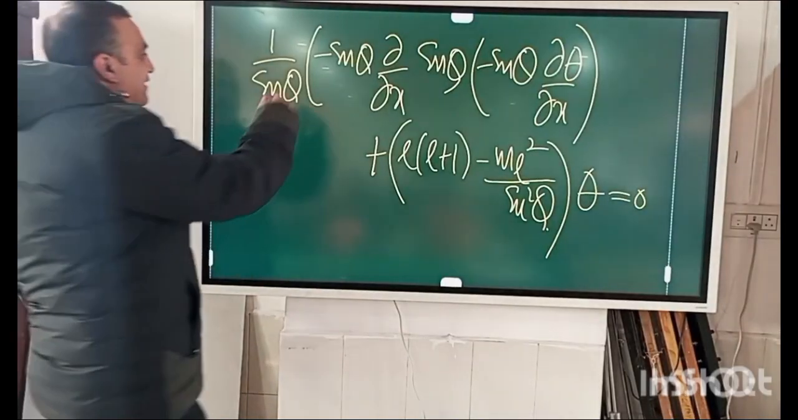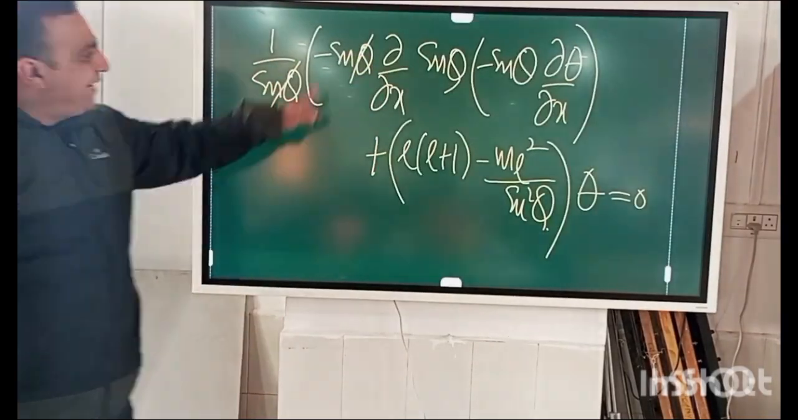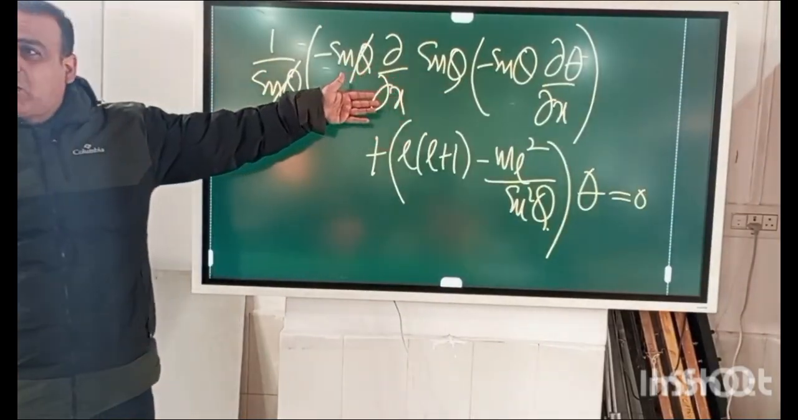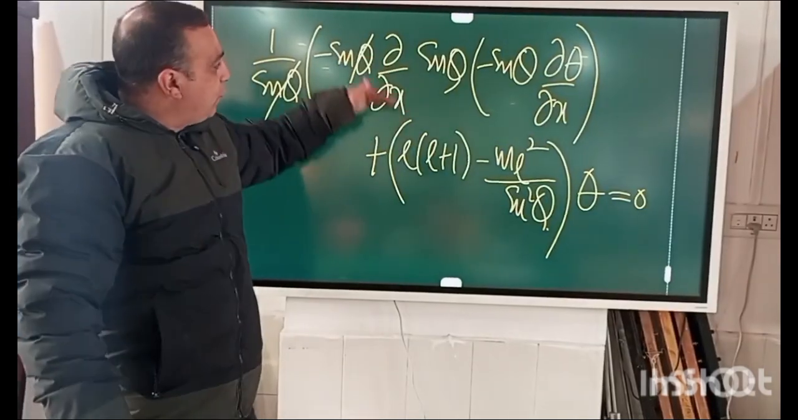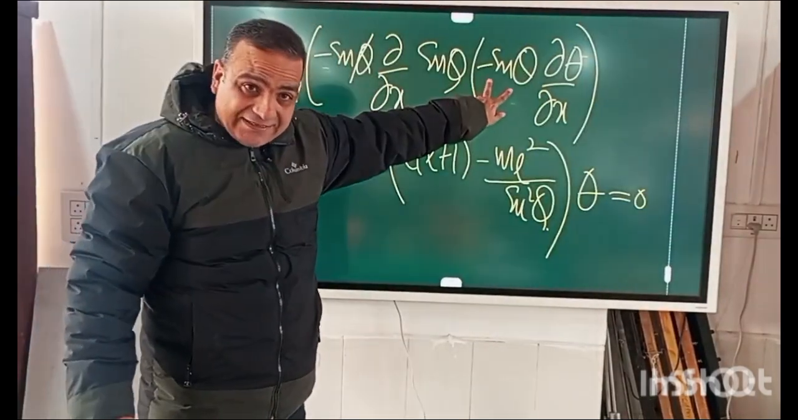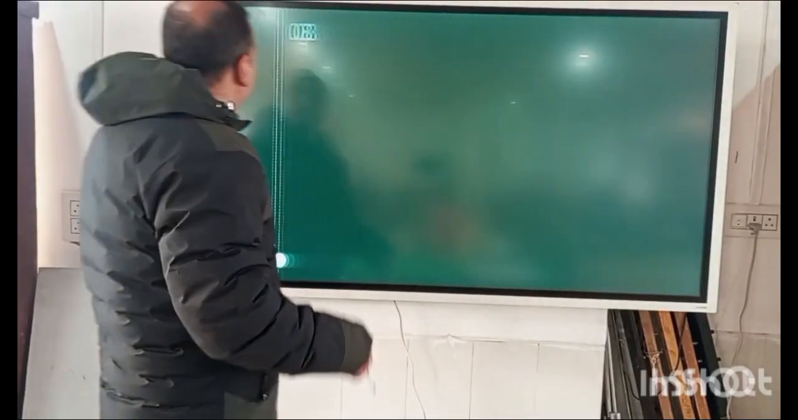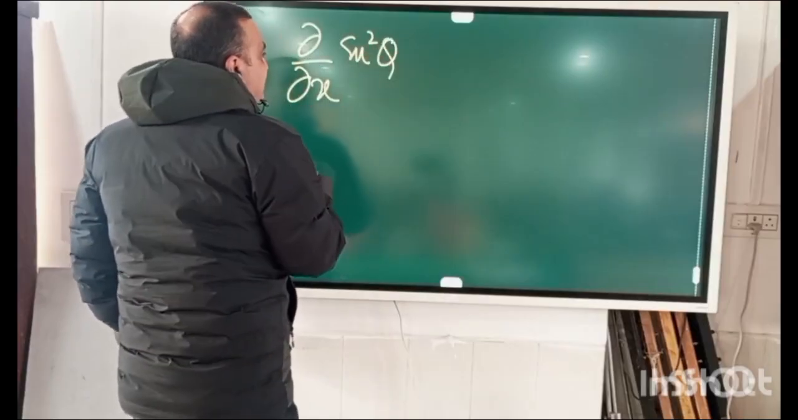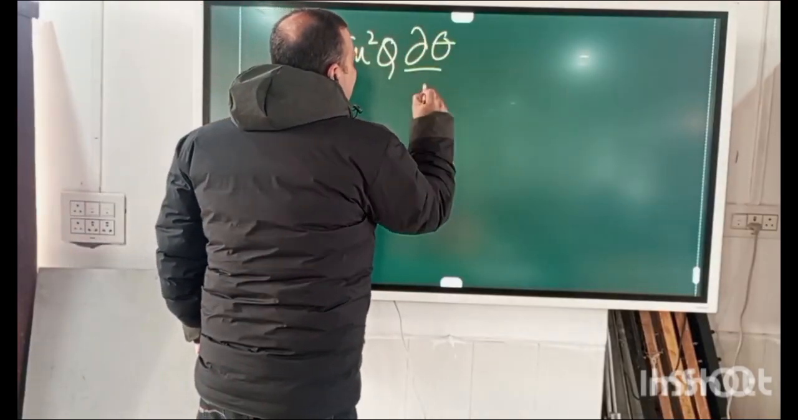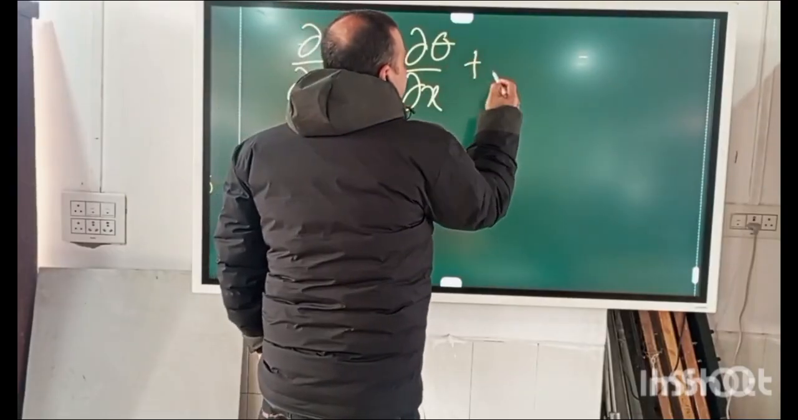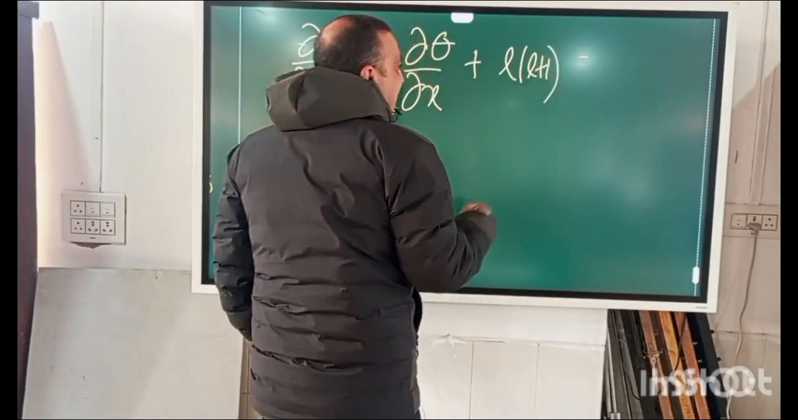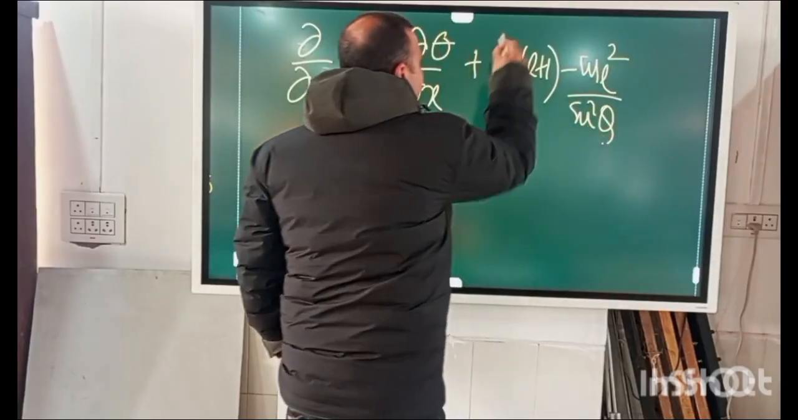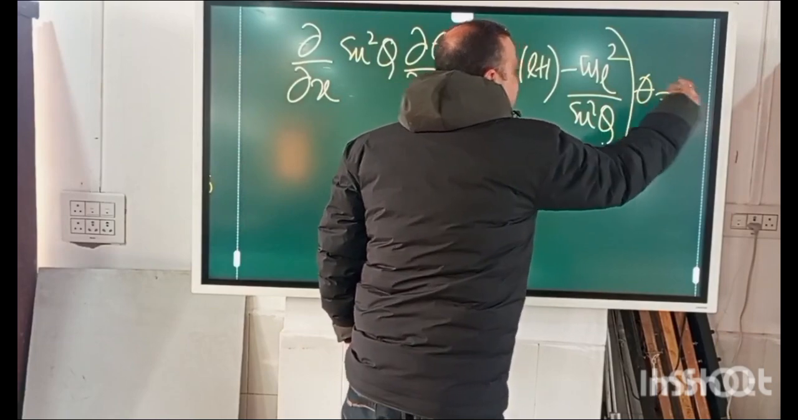Any cancellations? You can see this sin θ and sin θ will go. Minus will be plus with that minus. Then you have ∂/∂x. Now you see you have exactly transformed it from θ to x, right? So you have ∂/∂x of sin squared θ times ∂Θ/∂x, plus L times (L plus 1) minus m_L squared by sin squared θ. This is all multiplied by Θ equal to 0.